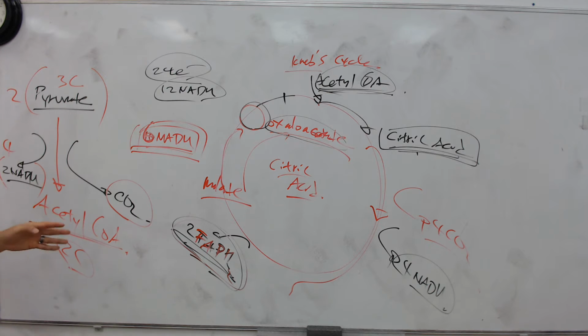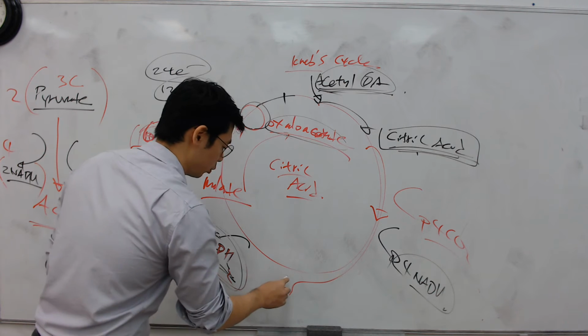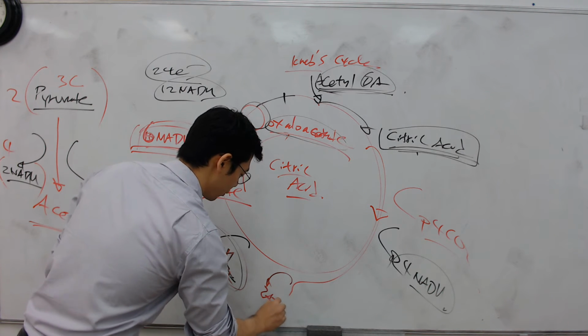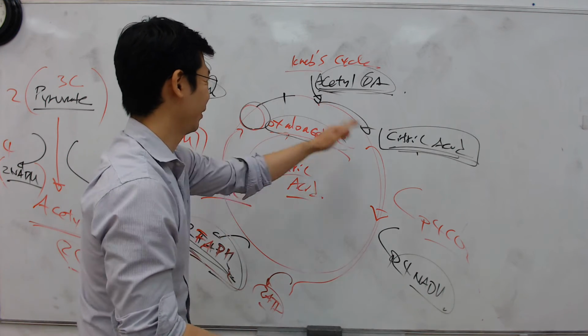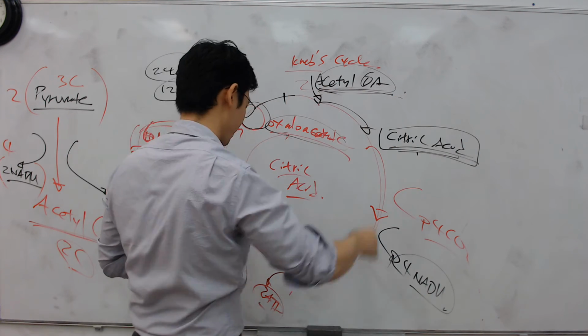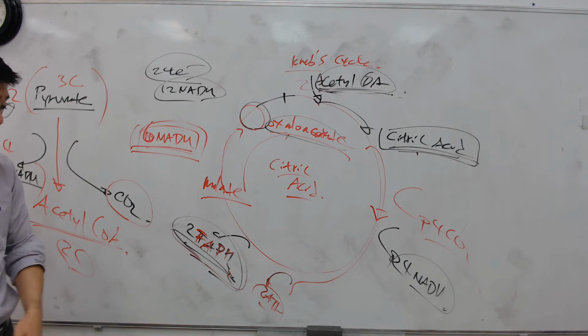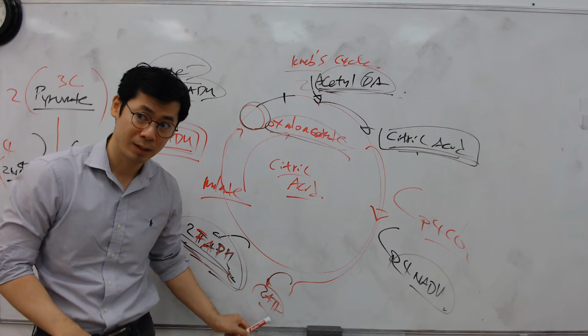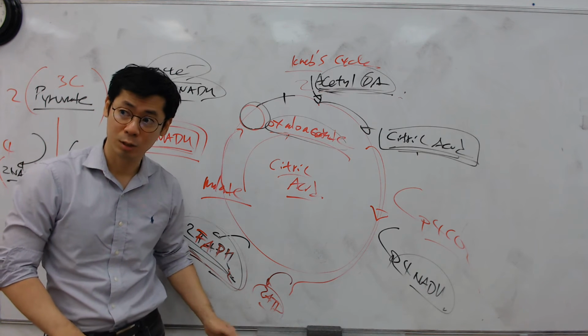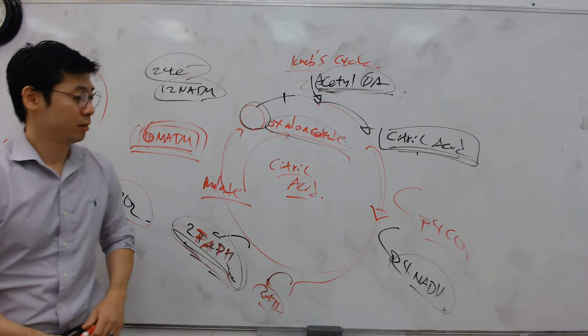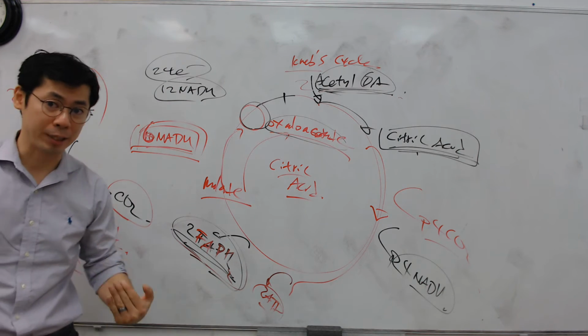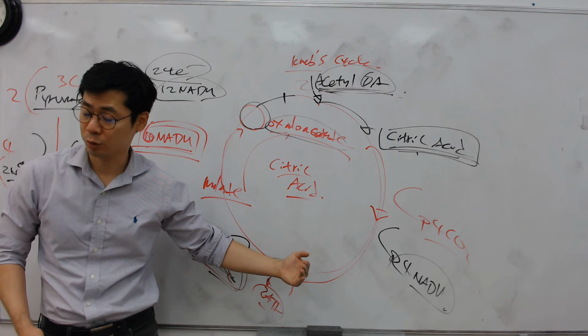This process also produces 2 ATP as well. 2 ATP overall from 2 cycles, because there are two acetyl-CoAs. How do they produce ATP? Based on substrate-level phosphorylation.